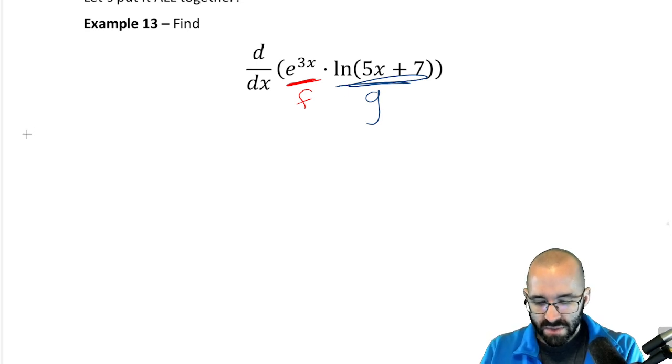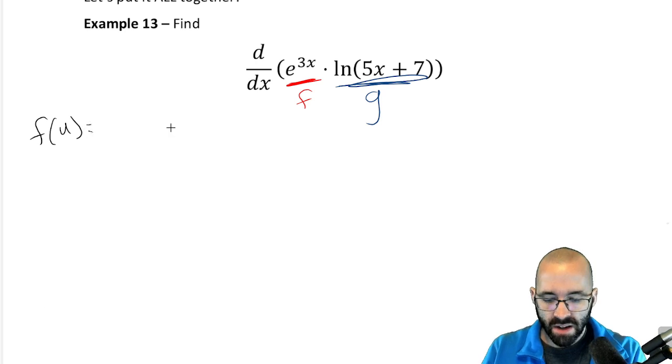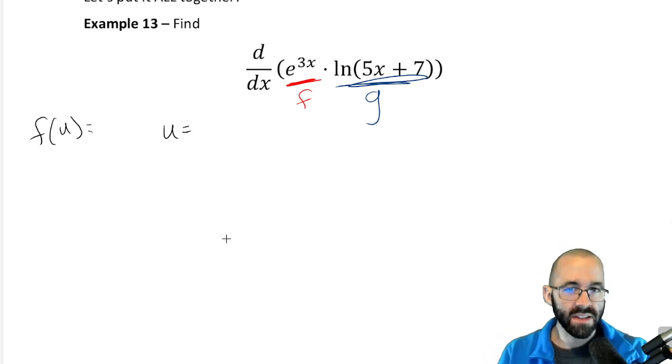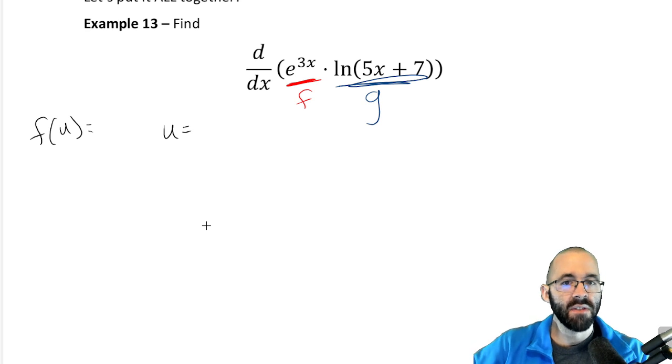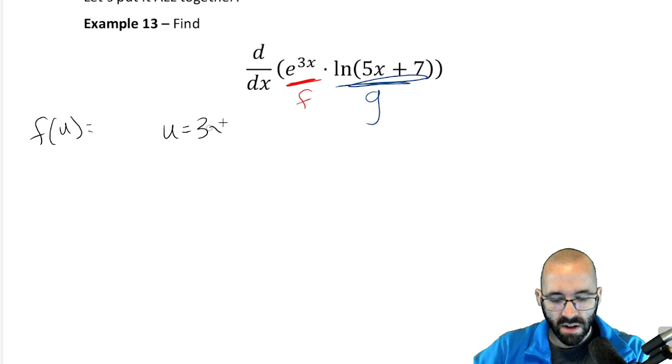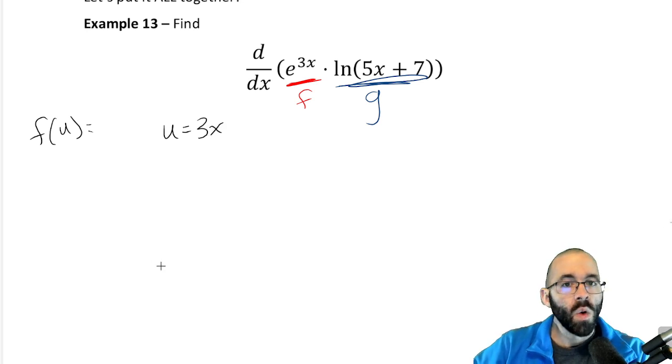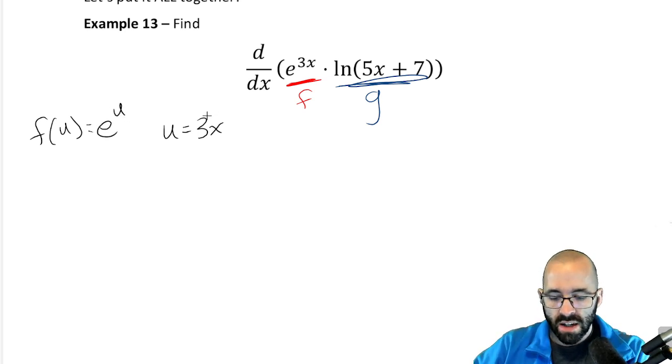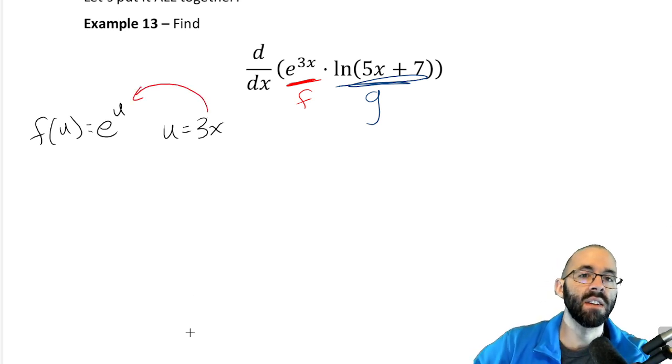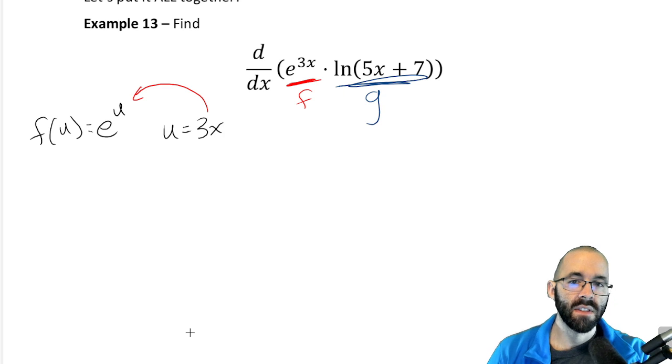Over here, let's say, okay, f of u needs to be something, and u needs to be something. That's how we can set up the chain rule. u is the inside function. What's the inside function here? 3x. What is being done to 3x? It's getting exponentiated. You can always double check that if you put this in, you should get the original f. u is 3x, so we get e to the 3x, just like we wanted.